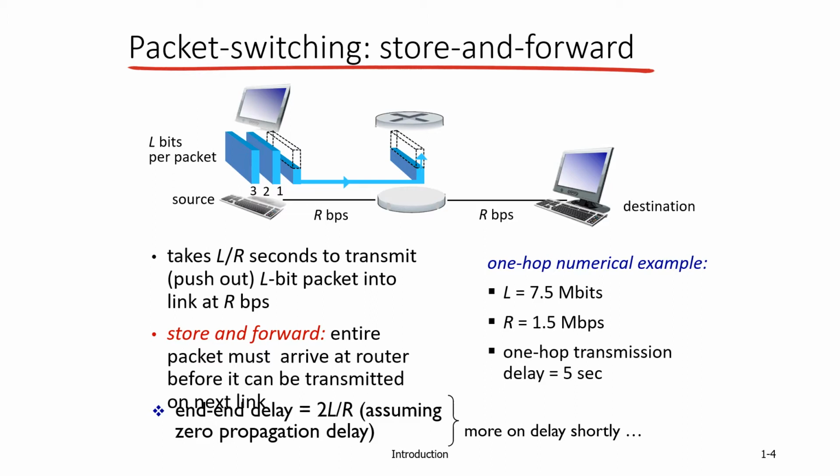And then on the next link, or the second hop, we are going to compute the total delay once again. That is again going to be L divided by R. So it is going to be 5 seconds plus 5 seconds. In total, it is going to be around 10 seconds before the packet arrives from the source all the way to the destination.